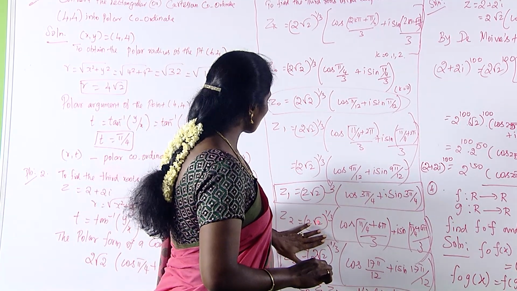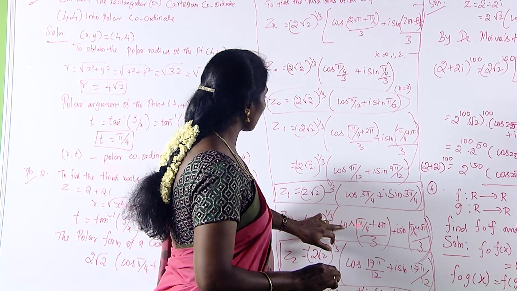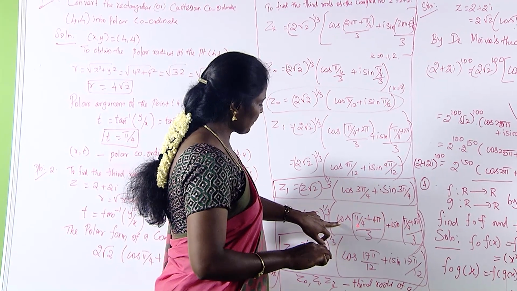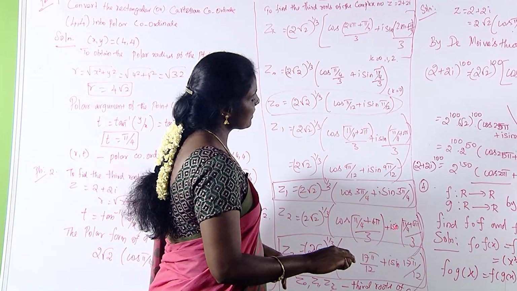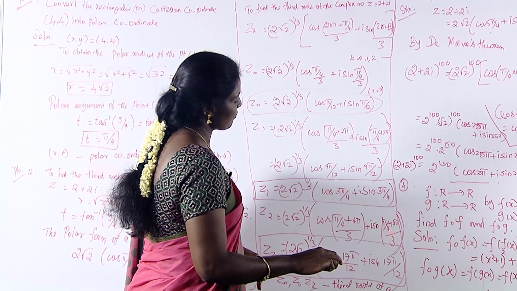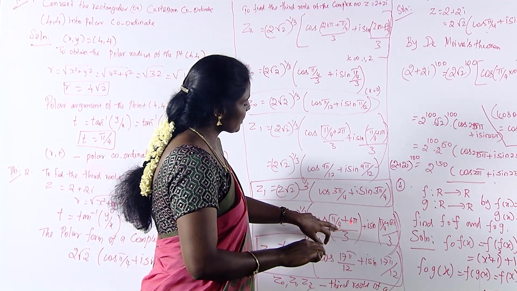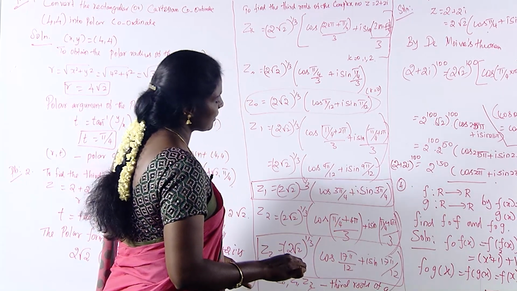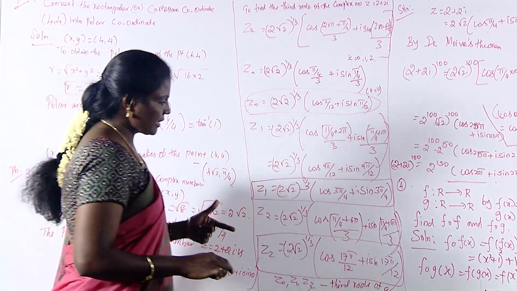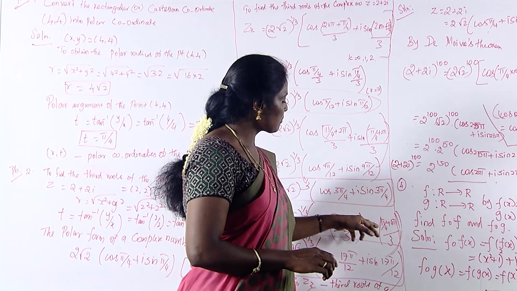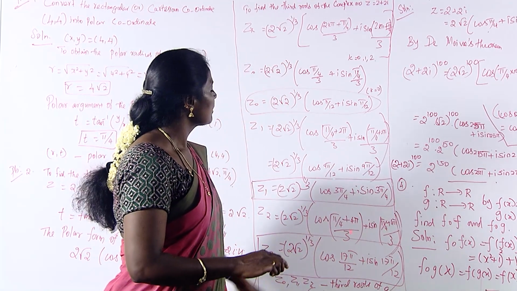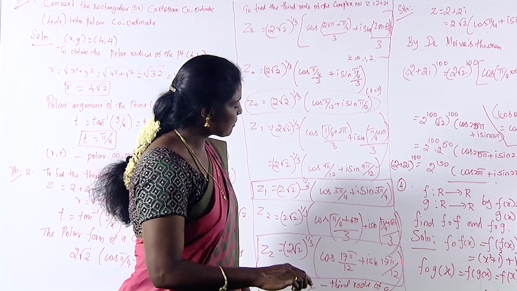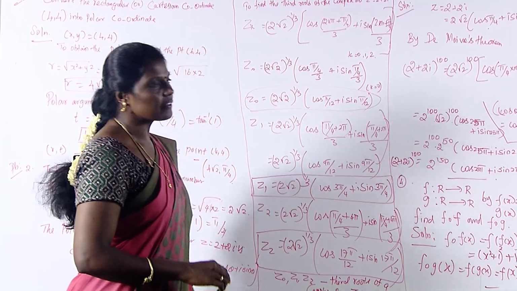And for the last root we substitute k equal to 2. The first value has no change, (2 root 2) to the power 1 by 3 times cos, and k equal to 2 means 4π plus π/4, plus i sin of 4π plus π/4. Now we take the LCM here: this is 16π plus π, that is 17π, so 17π/4 divided by 3. This becomes cos 17π/12 plus i sin 17π/12. So, this is the value of z2.